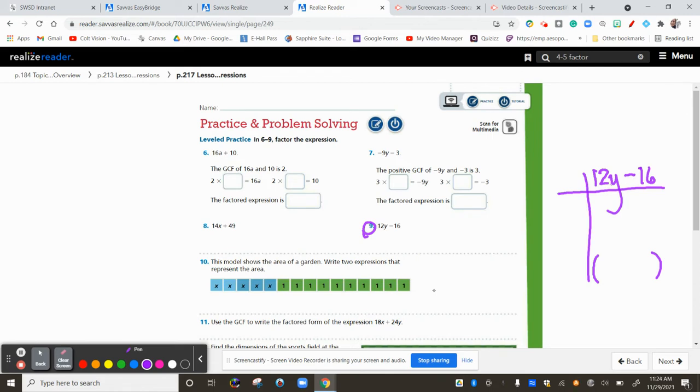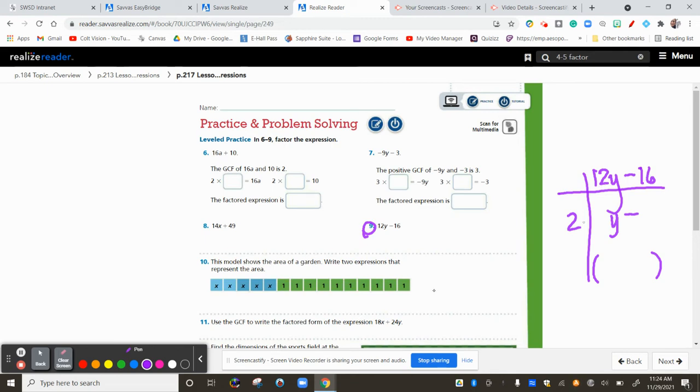So first of all, when I find a common factor, I look for the variables first, and they don't have a common variable. So that means the y and the subtraction are going to stay the same. But I look at 12 and 16, and both of them are even. So that means 2 is a common factor. Now, some of you thought of another number, but that's okay. Let me just show you what happens here.